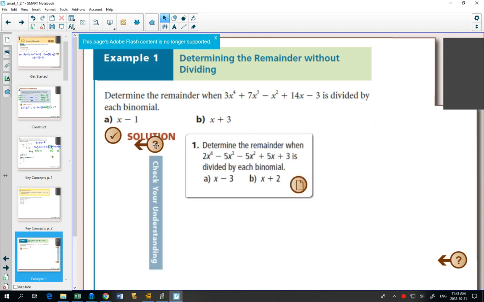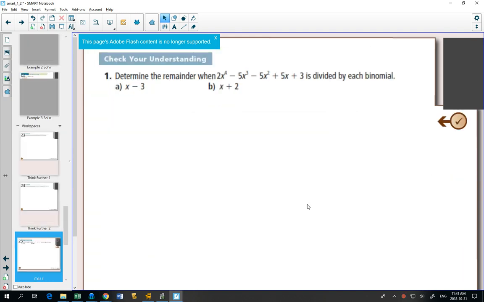So let's look at example number 1. Determine the remainder when 2x to the 4 minus 5x cubed minus 5x squared plus 5x plus 3 is divided by each. So now you have 2 options to find the remainder. Option number 1 is the remainder theorem. Option number 2 is do synthetic division, and whatever number is at the end will be your remainder. Okay? We'll do both, and you can decide which one you like better in each case. The theorem will always work.